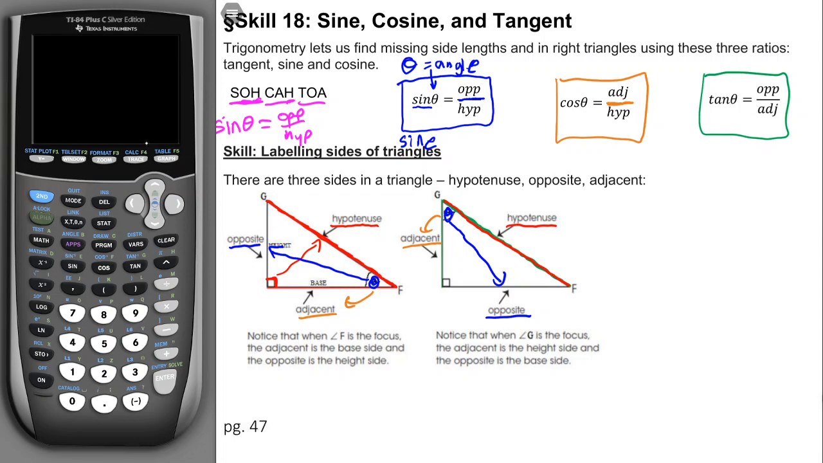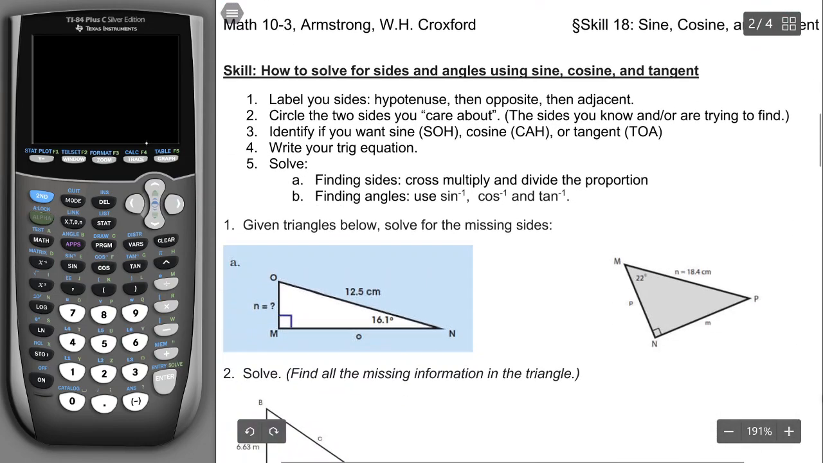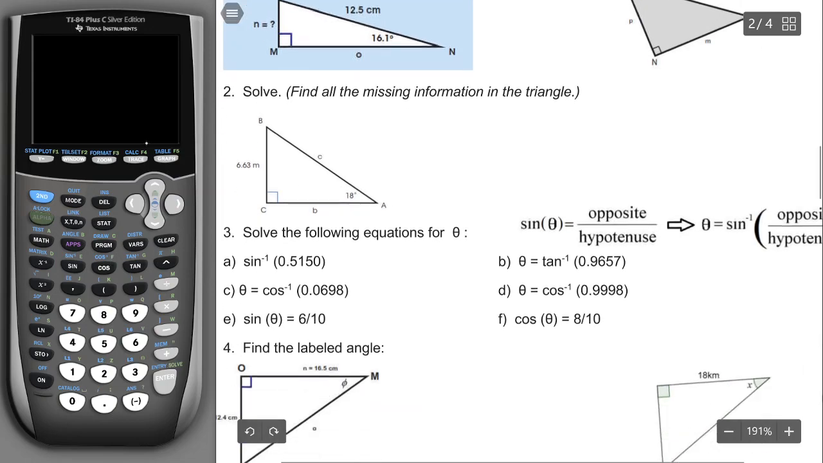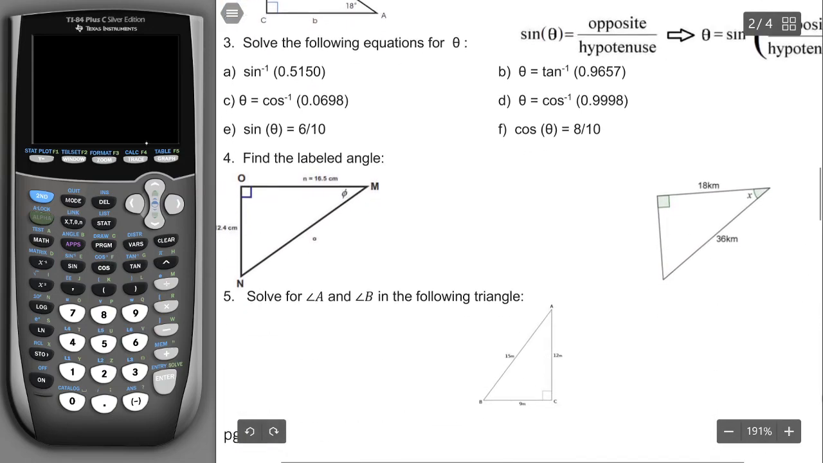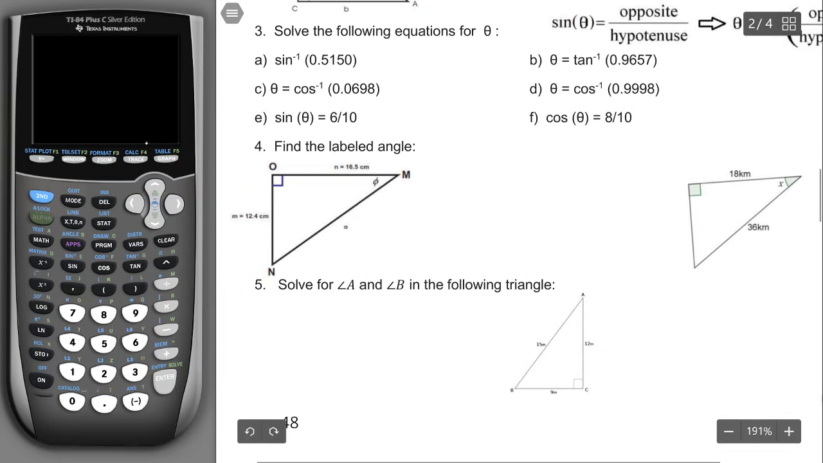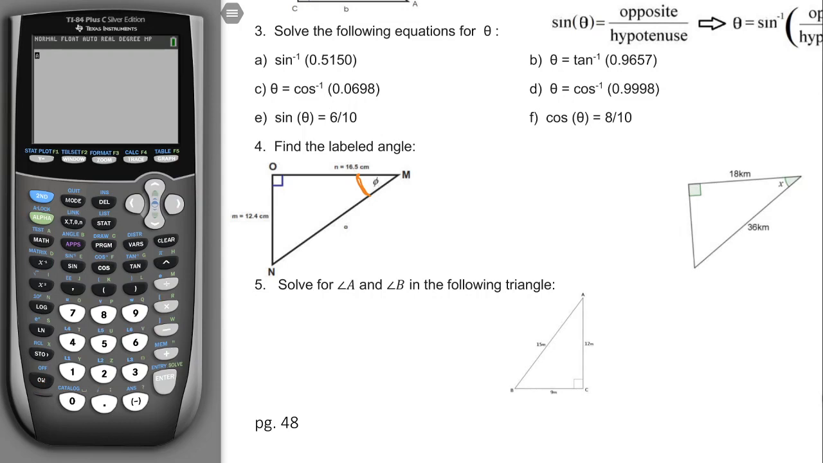Okay, let's actually get into a problem. In this video, we're going to do solving for angles. So we're going to find this angle here. Now, in order to find that angle, we need to know how to do what are called our inverse operations on our calculator. There are two things we need to do in our calculator before we can even get into this. First thing is we need to make sure that we're in degree mode.